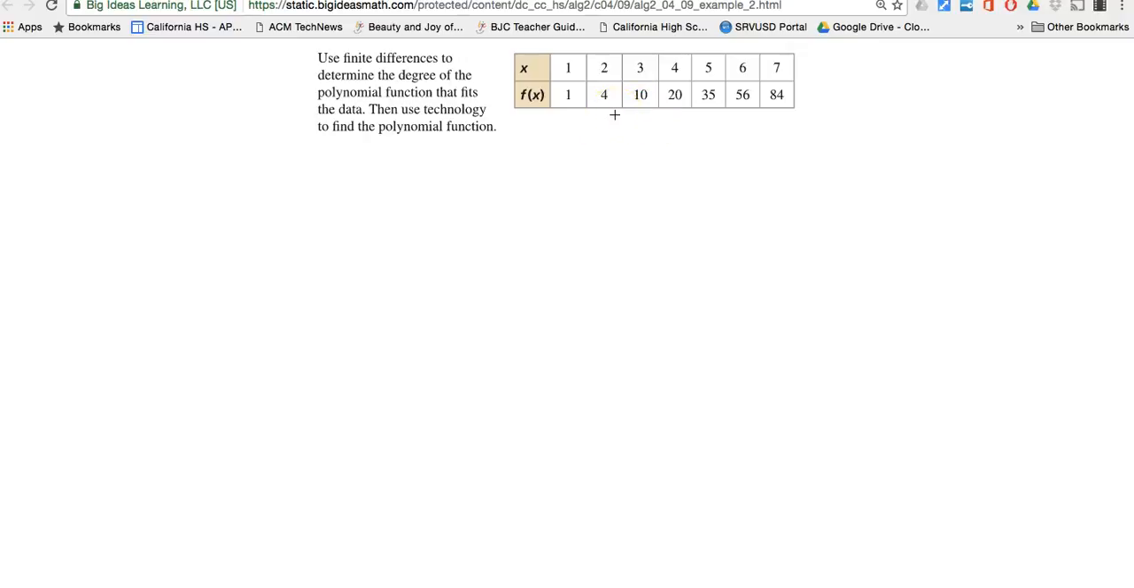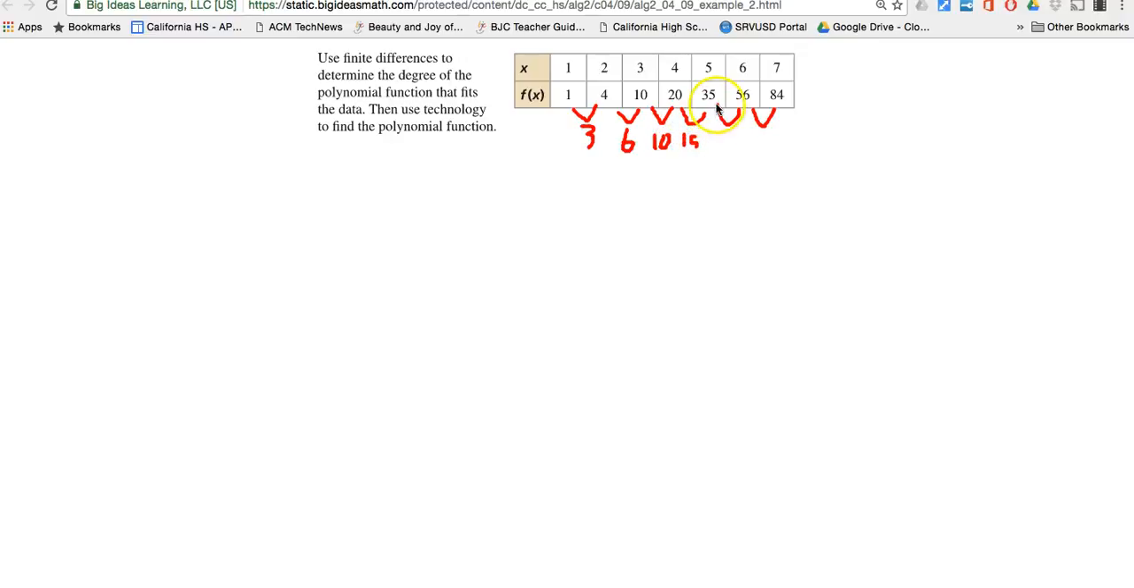So, for example, if we look at this one right here, we have x values 1, 2, 3, 4, 5, 6, 7, and we have the corresponding y values. To start taking the finite differences, we want to take the difference of each of our y values. So the difference between 1 and 4 is 3. The difference between 4 and 10 is 6. The difference between 10 and 20 is 10. The difference between 20 and 35 is 15.